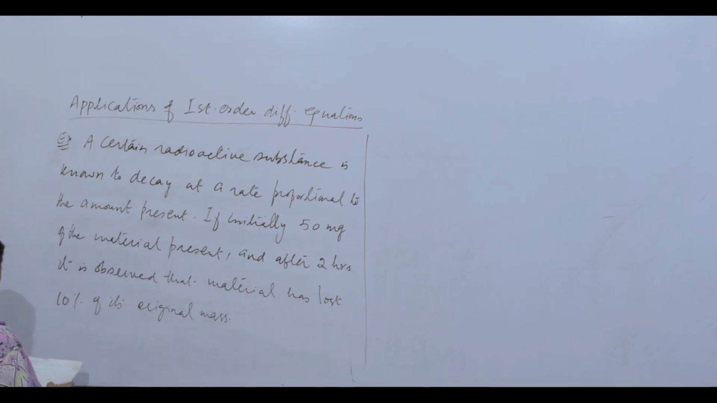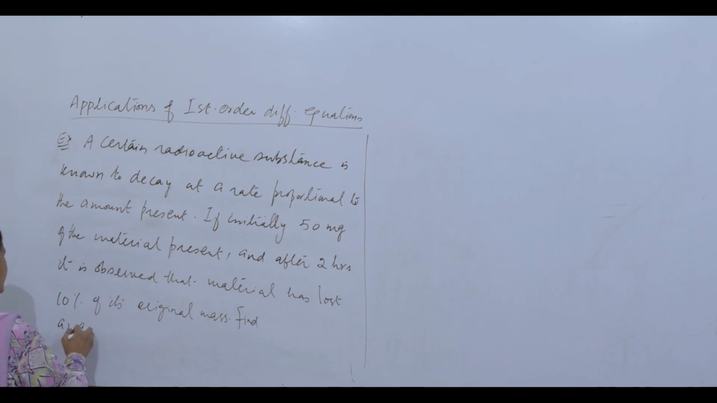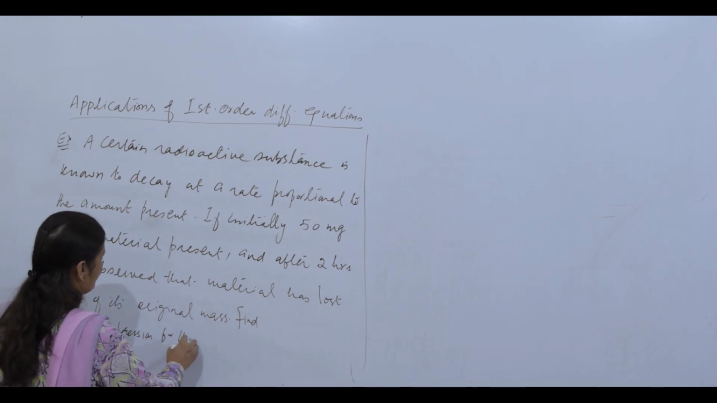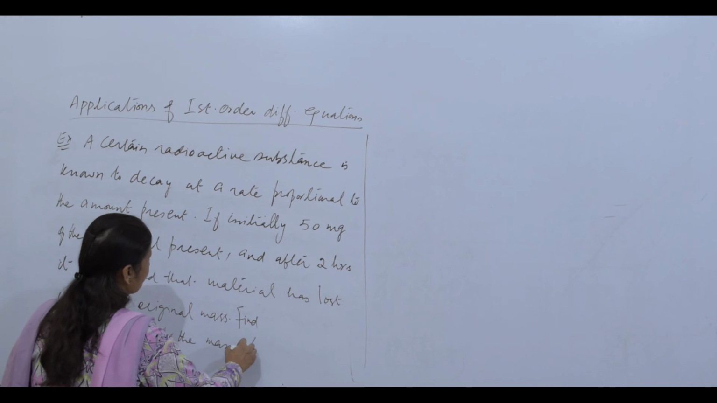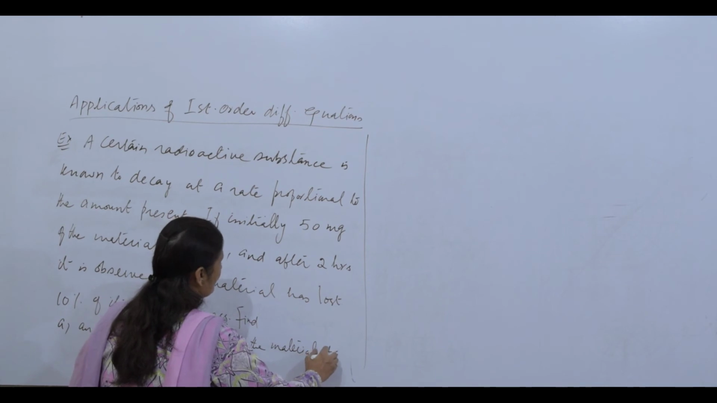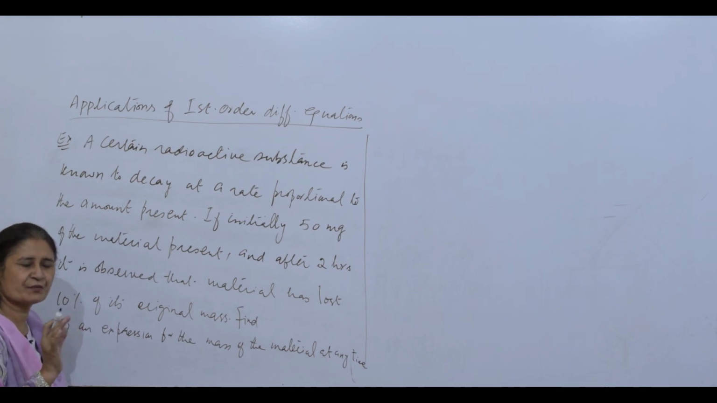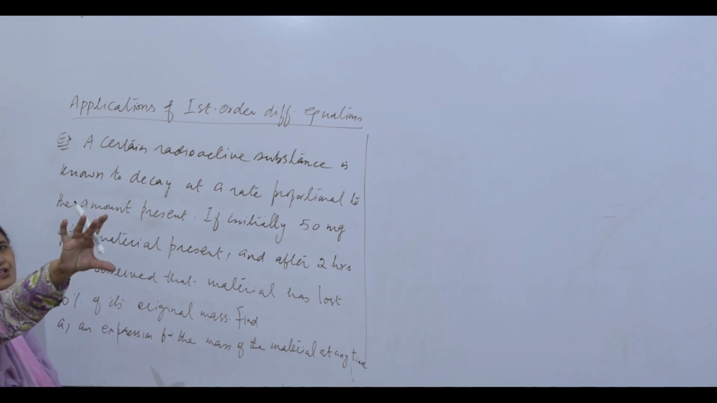Find, number A, an expression for the mass of material at any time. It means the function, the expression, is only time dependent. You find C, you find K, and that is the expression which is time dependent.